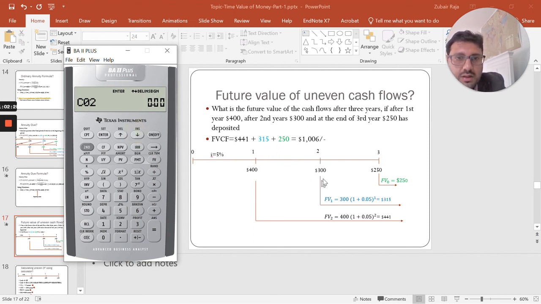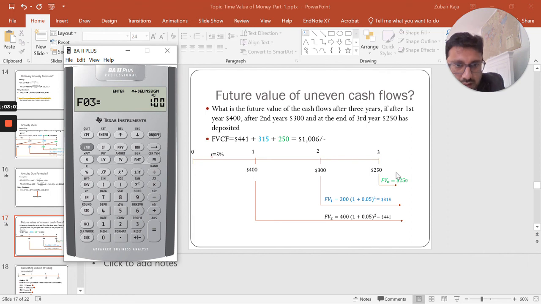So 1 frequency, this cash flow will go into the C02 register, 300 minus, enter. And what is the frequency? Only it repeated 1 time, right? And then enter, go over here for the next one, C03, it is 250 minus, enter, right? So 1 cash flow.